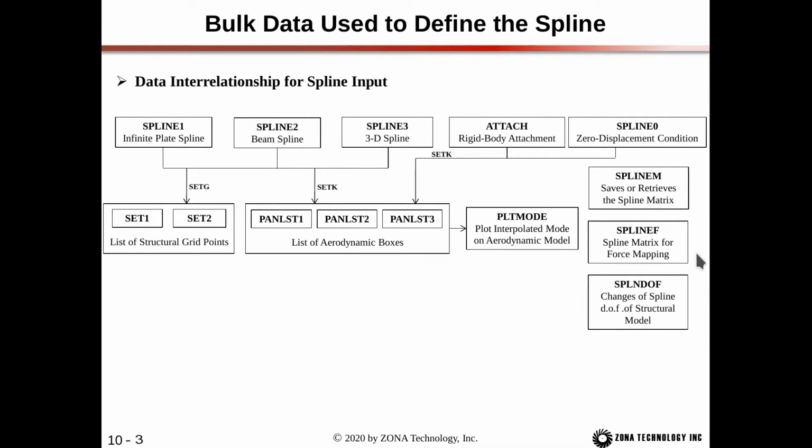Then we have the SPLINEF card to modify the force spline matrix. On the last slide, we said that the force spline matrix is just the transpose of the displacement spline matrix. That's true in the default case. However, you can override the force spline matrix, and we'll see some reasons why you might want to do that later on. And then we have the d.o.f, which adds additional degrees of freedom on the structure model to allow you to create a better spline matrix. This is usually used in conjunction with the beam spline, where you can add rotational degrees of freedom that do not exist in the structure model to be made available to the beam spline or the rigid body attachment.